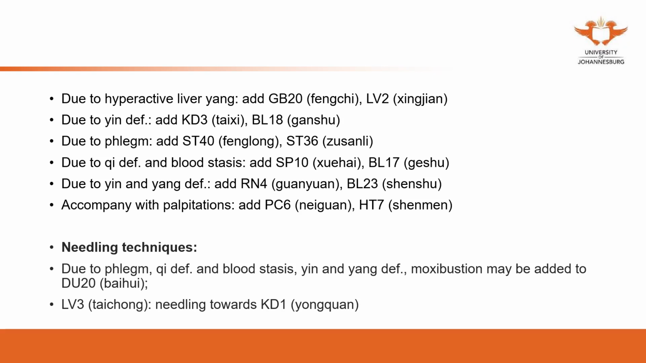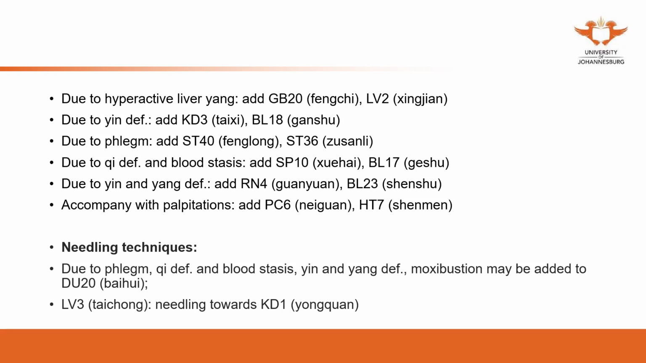Stomach 36 can tonify the stomach and spleen, reduce the phlegm, reduce the formation of the phlegm. Stomach 40 can clear the phlegm. Due to qi deficiency and blood stasis, spleen 10, bladder 17. As you can see here, the diseases that we have already introduced, wherever we mention blood stasis, we can use bladder 17.